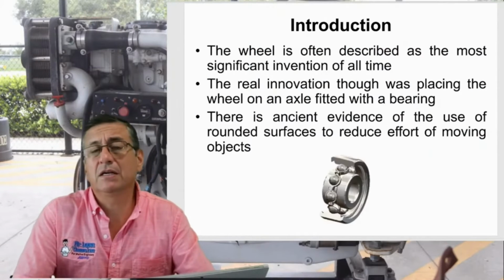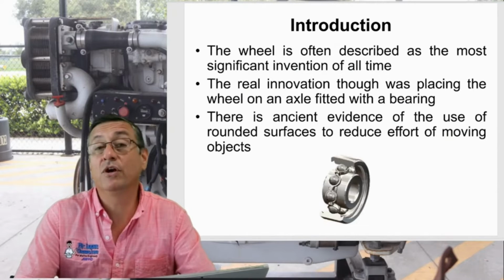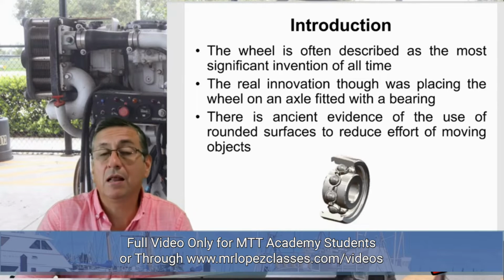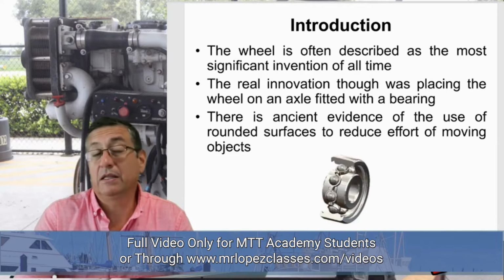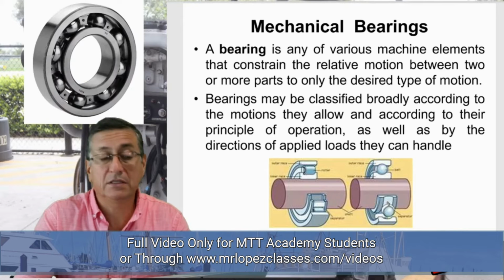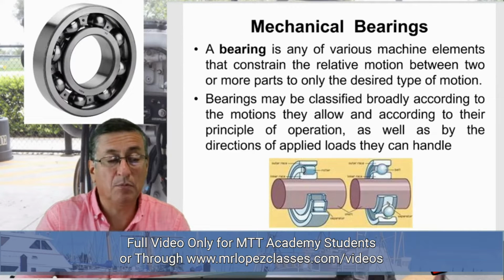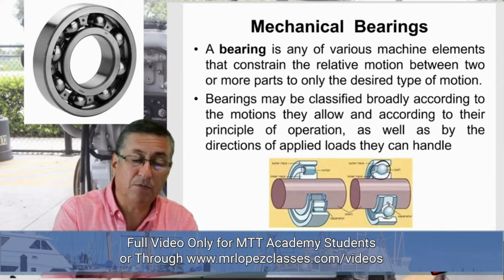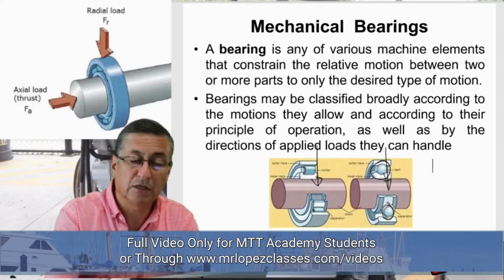The bearings are basically elements used to avoid friction between two rotating parts. There are different types of bearings. The most common bearing is the ball bearing, and this type of bearing is excellent for radial loads.